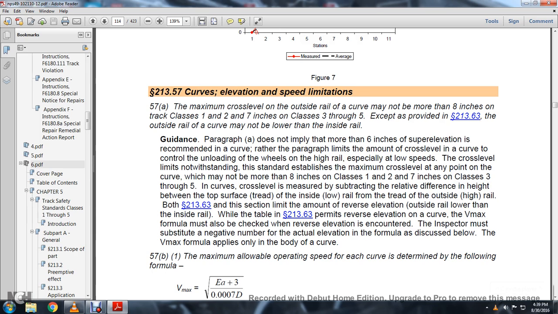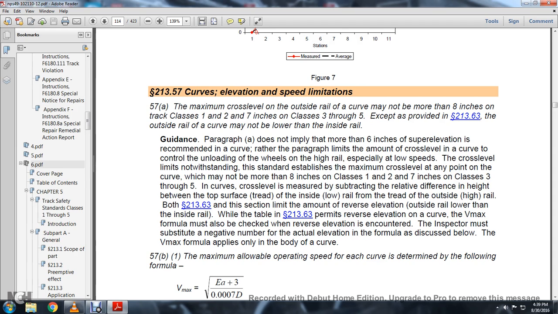Further, the paragraph limits the amount of crosslevel on a curve, controlling the unloading of the wheels on the high rail, especially at low speed. The crosslevel limits apply notwithstanding the standard. Establish the maximum crosslevel at any point of the curve, which may not be more than 8 inches in class 1 and 2, and 7 inches in class 3 through 5. The crosslevel on a curve is measured as the relative difference in height between the top surface of the tread of the inside, lower rail and the tread of the outside, high rail.